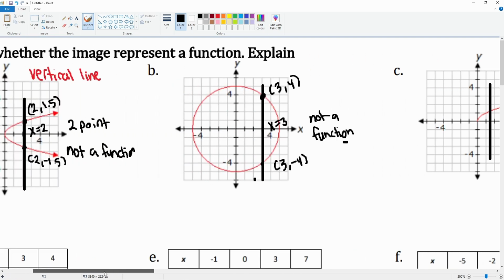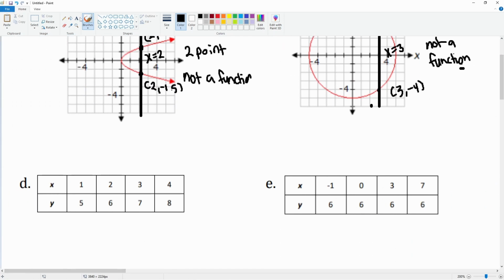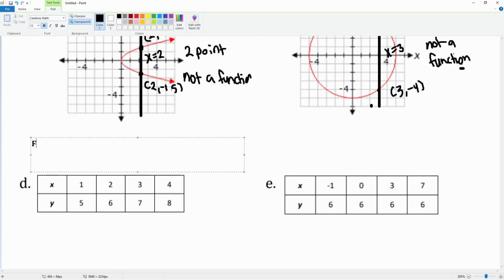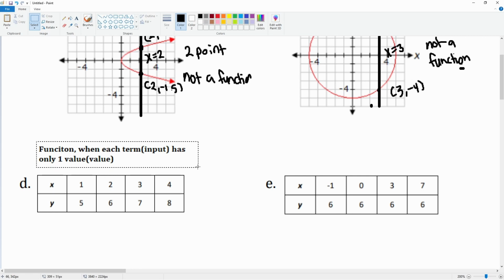And then let's take a look at now the charts. The way we want to approach this is this idea. For a function, each term or each input has only one output, which is the value. And if that idea breaks, it's no longer a function. So that's what a function is.